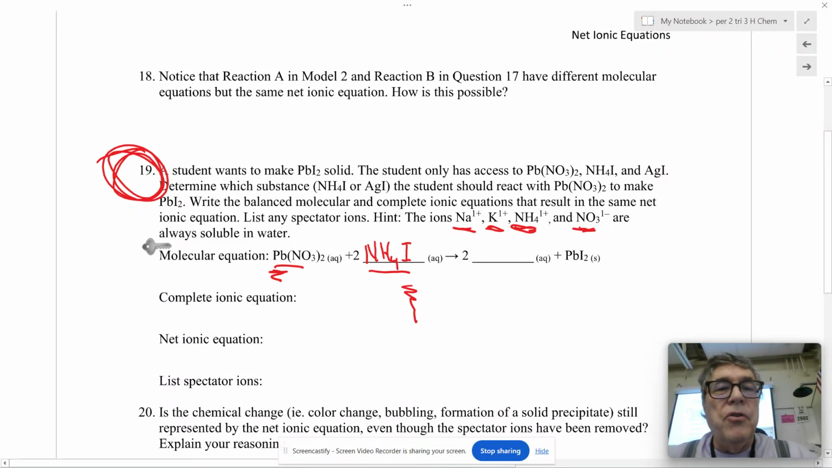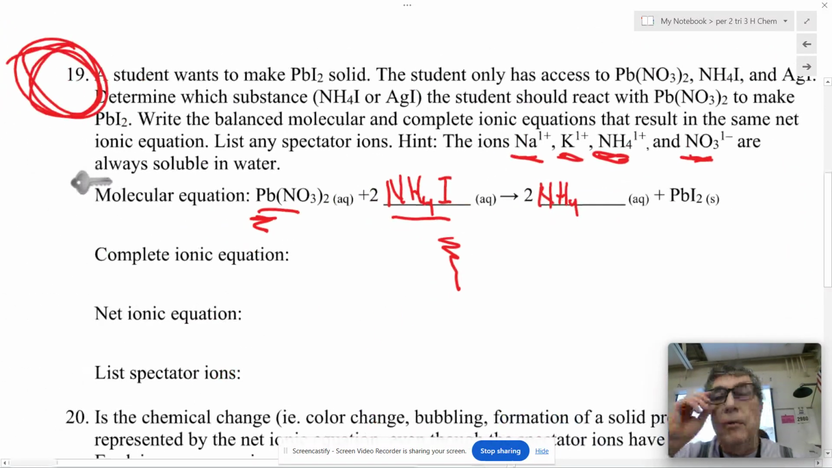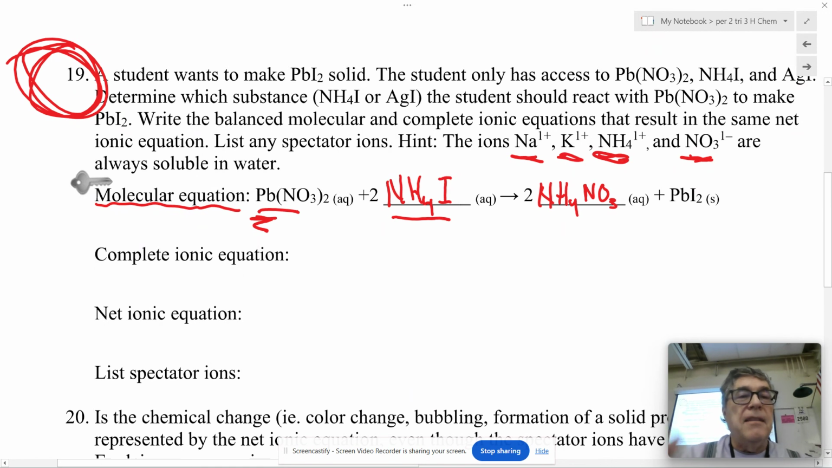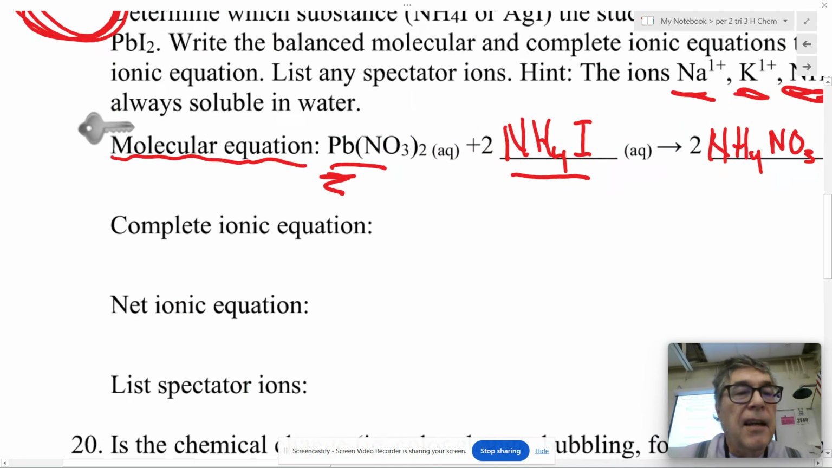The other two ions that are here are ammonium, NH4, NH4, NO3. So that is the molecular equation, that's what we call it. The complete ionic equation takes all of those things and just writes them as separate ions. And this takes a lot of space.